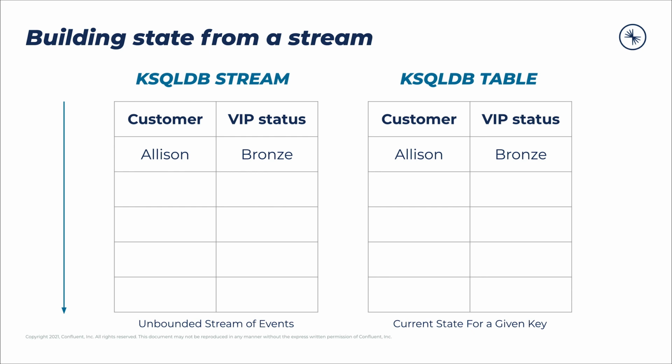But here we have an event on the customer stream. You see on the left, that comes from the database, by the way. Kafka Connect is reading things from a database and producing them into this stream. And now the table that we're creating also has Allison equals bronze.